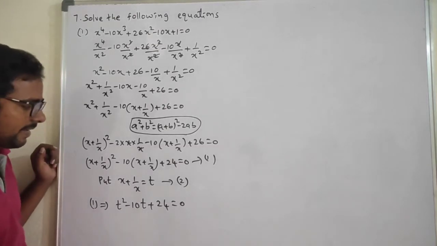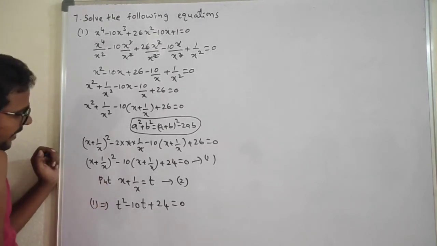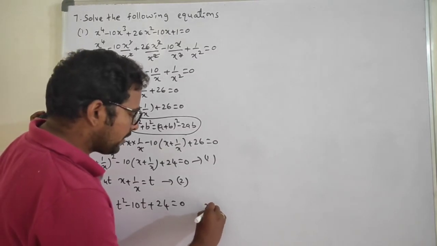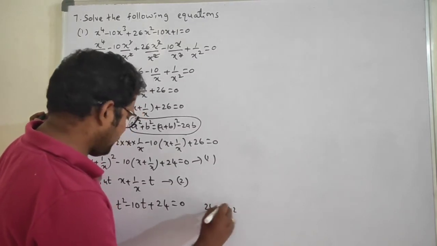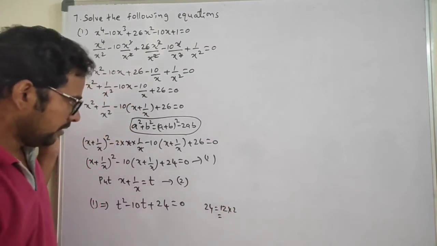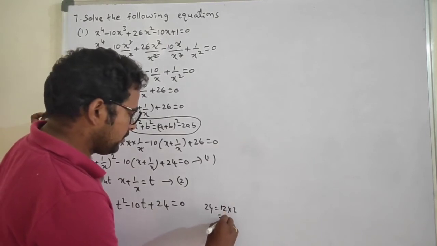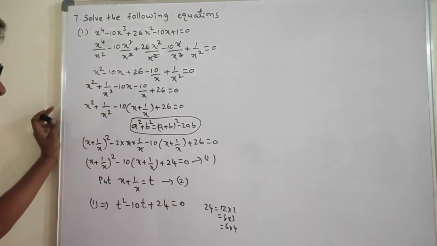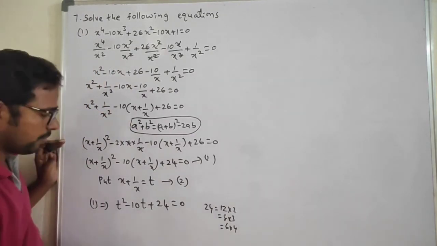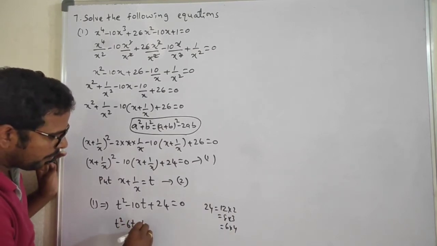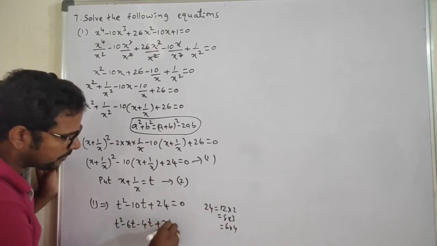Now if it is possible, factorize 24. What are the factors of 24? 12 2s are 24. Both must be positive, or both negative, since the middle term is negative. 8 3s are 24, 6 4s are 24. So we can write minus 6 and minus 4. So t square minus 6t minus 4t, since 6 4s is 24, plus 24 equals 0.